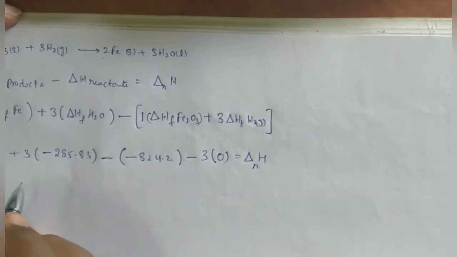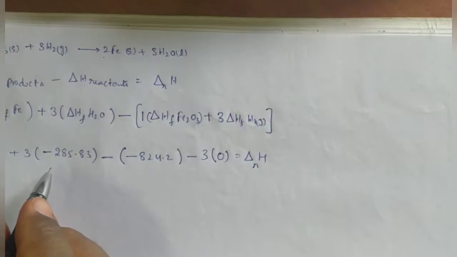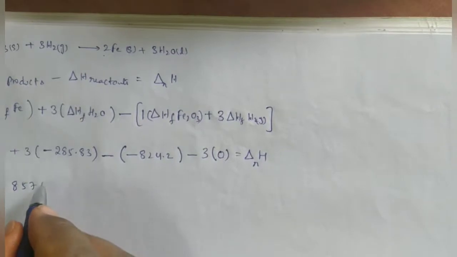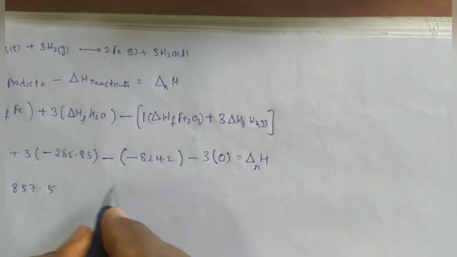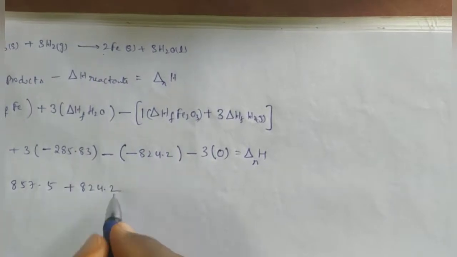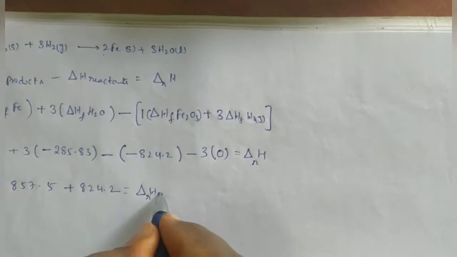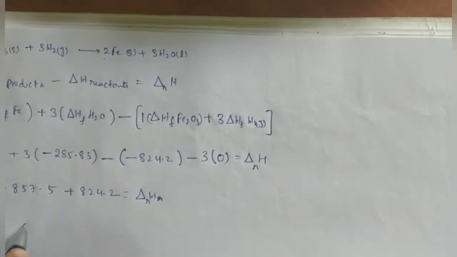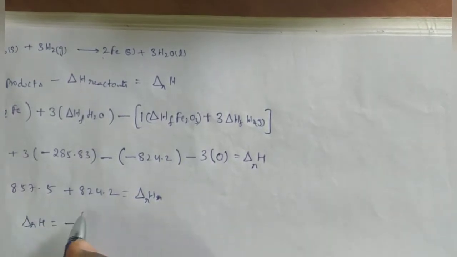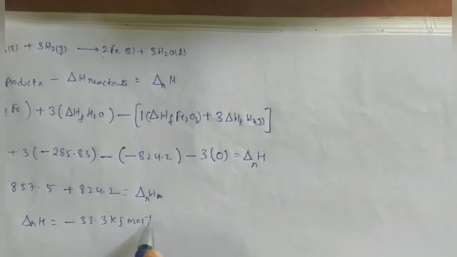If you do this calculation, 3 into minus 285 point something, it is minus 857.5, minus of minus, plus 824.2 is equal to delta RH. This implies delta RH is equal to, if you do subtraction here, minus 33.3 kilojoules per mole.